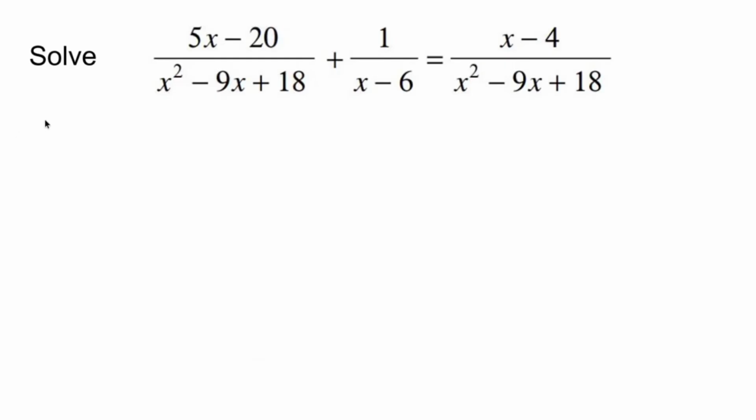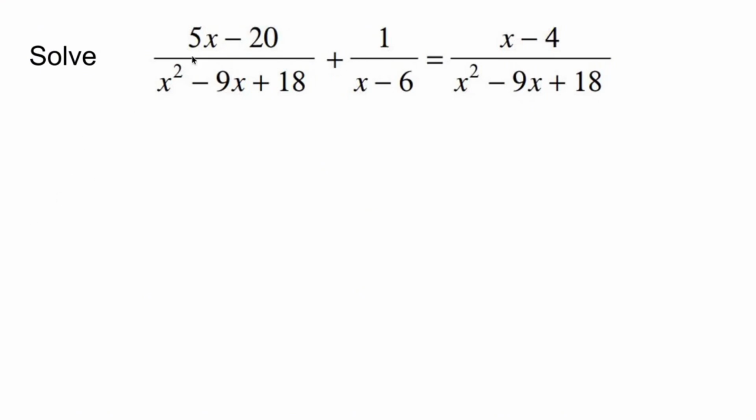Okay, you ready for probably the most brutal problem you can see in Algebra 1? Here we go. Okay, we have this fraction plus that fraction equals that fraction. What I need to do is factor the denominators as much as I can.